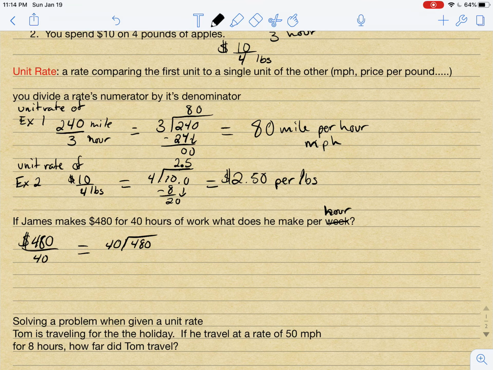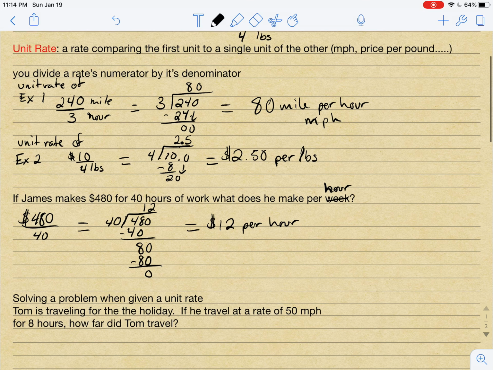40 can go into 48 once, giving us 40. And then 40 can go into 80 twice, giving us 80, 0. Everything cancels out. We use up all our terms. So that tells us that he makes $12 per hour. So unit rate, once again, you're just dividing the top number by the bottom.